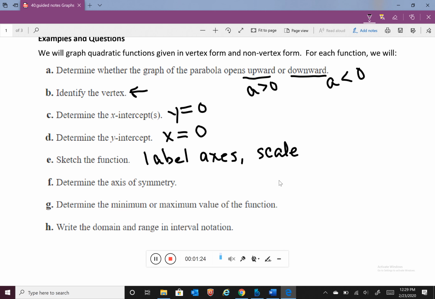We will determine the axis of symmetry. And remember, that's the vertical line that runs through the vertex, and so it will always have the equation x equals, and it's the x coordinate of our vertex. We will determine the minimum or maximum value, and that will depend on the y value of our vertex. And then we will write the domain and range in interval notation.